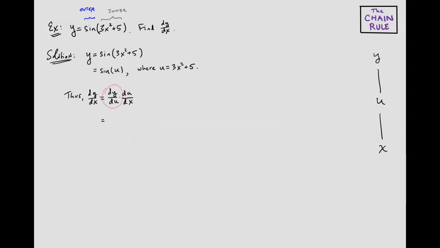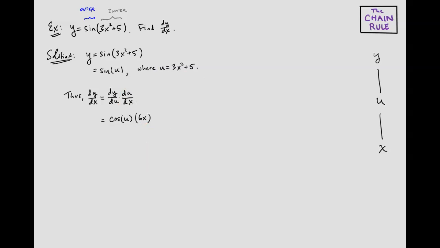Our first factor here is dy du, the derivative of y with respect to u. Well, we know what y is as a function of u. y is sine of u. Therefore, we know what the derivative of y with respect to u is. It's going to be cosine of u. And we're going to have to multiply that by the derivative of u with respect to x. Well, to find that derivative, we need u as a function of x. We have that right here in our little dictionary. The derivative of u with respect to x is going to be 6x.